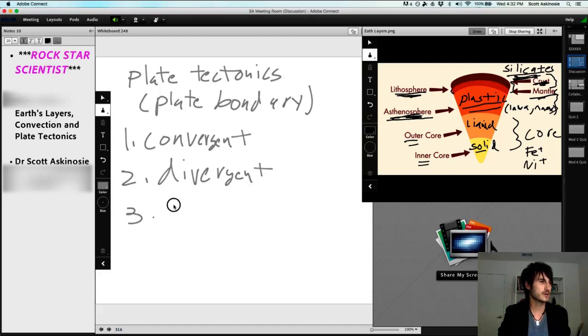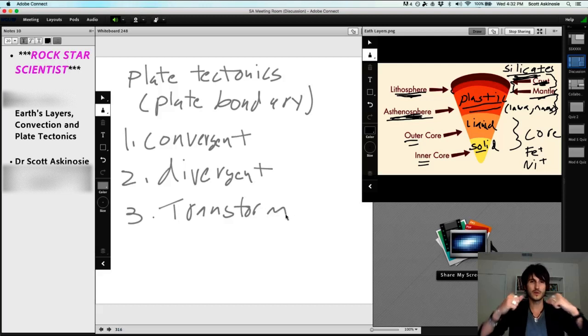And the third is transform. And this is where they're neither coming together nor moving away. They're actually sliding past each other. See that? Okay. So those are the three types of plate boundaries we have on Earth. So let's talk a little bit about examples of each.